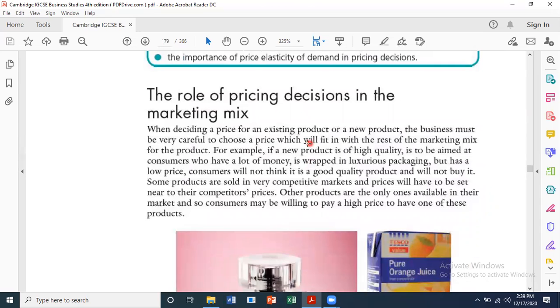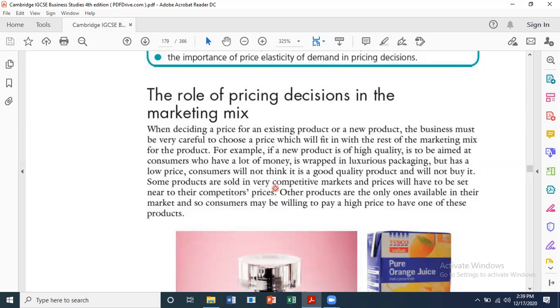To conclude, the role of pricing decisions in the marketing mix: when deciding a price for an existing product or a new product, the business must be very careful to choose a price which will fit in with the rest of the marketing mix. For example, if a new product is of high quality, is to be aimed at consumers who have a lot of money, is wrapped up in luxurious packaging, but has a low price, consumers will not think it is a good quality product and will not buy.